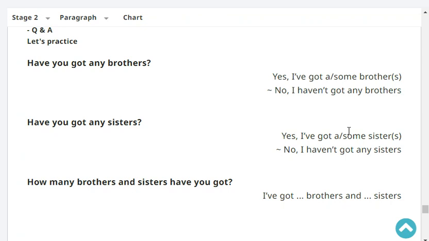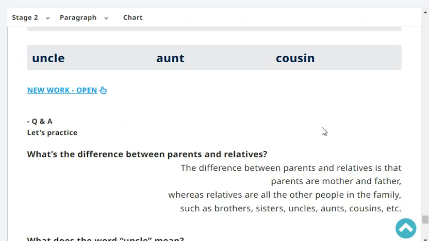Okay, good. Have you got any sisters? Yes, I've got some sisters. Very good. Oh, but you only got one sister, right? Yes, I've got a sister. Very good. How many brothers and sisters have you got? I've got a sister and no brothers. Very good. Okay, next.